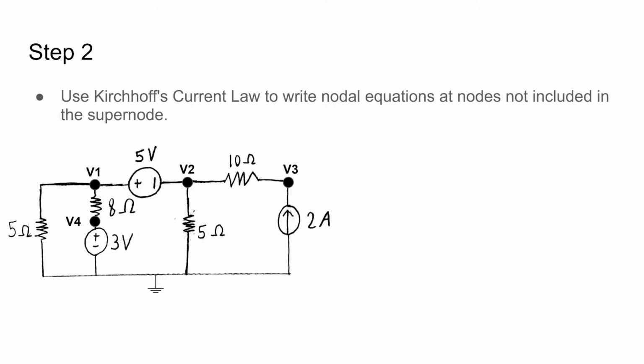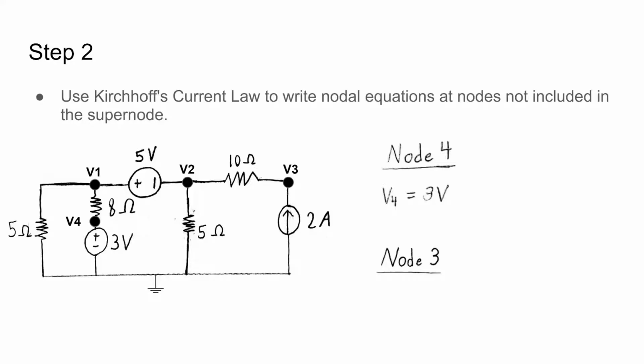Step 2, use Kirchhoff's current law to write nodal equations at nodes not included in the supernode. There are 2 nodes not included in the supernode for the circuit. One is node 4, and we know that the voltage at this node, labeled as V4, is equal to 3 volts as the independent voltage source goes directly into this node, with the other side of the voltage source defined as 0 volts because of the ground. The other is node 3, and we want to find the voltage at this node labeled as V3. The voltages at the first and second nodes, which are part of the supernode, are labeled as V1 and V2.